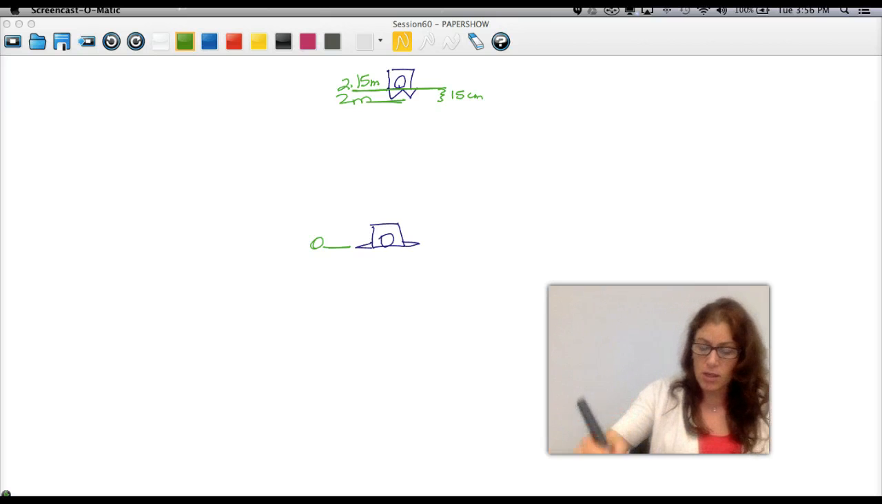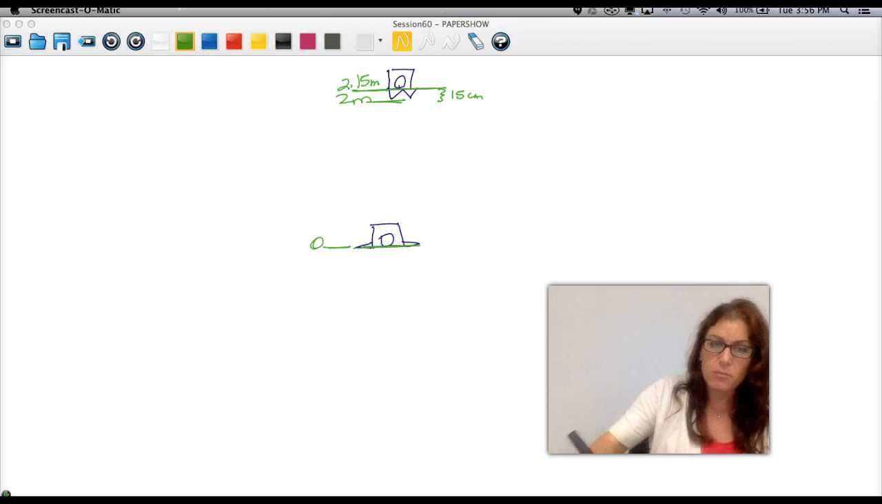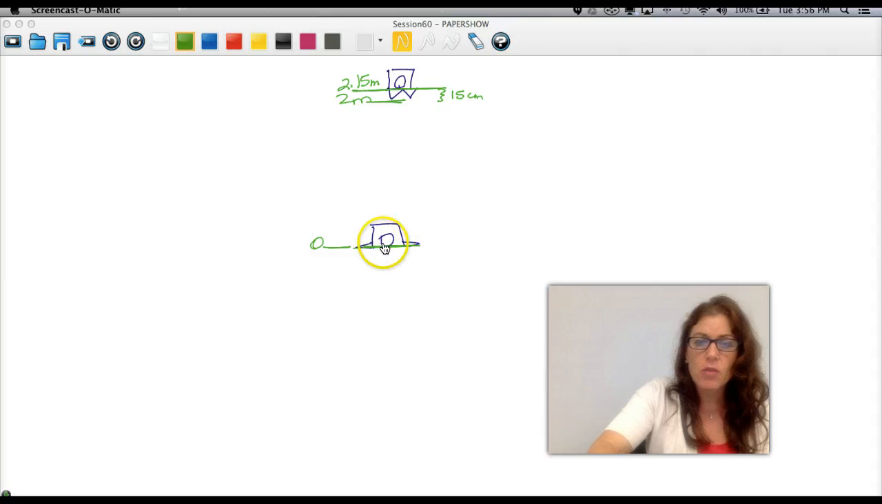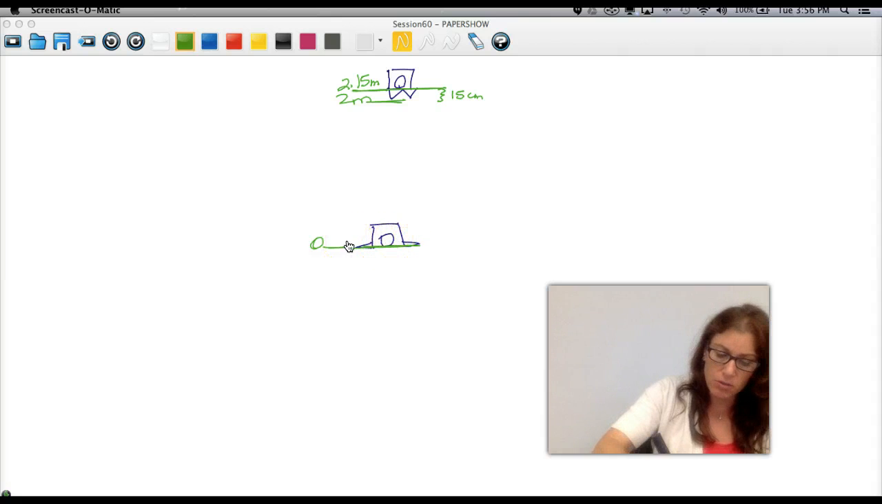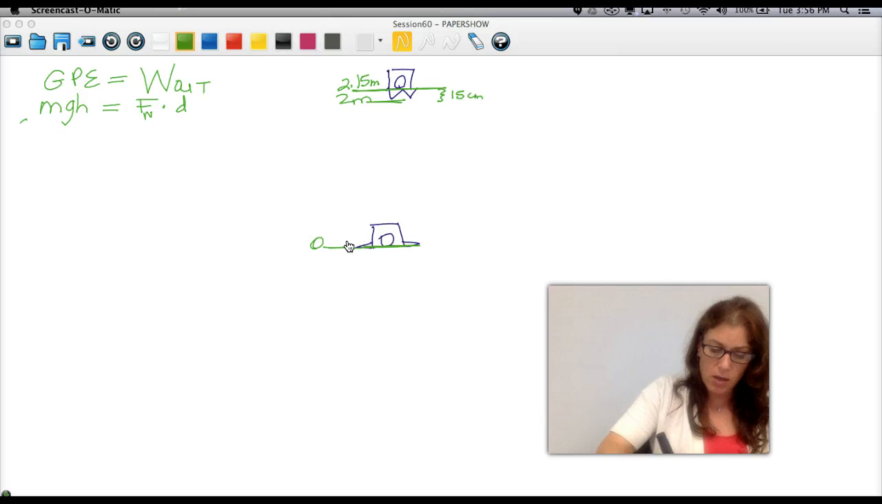So when we look at this, at the end point, the bottom of the egg carrier is at 0. So we have GPE equals work out. And so we have mgh equals the normal force times the distance. And we've got our egg, and the carrier's mass, 9.8.